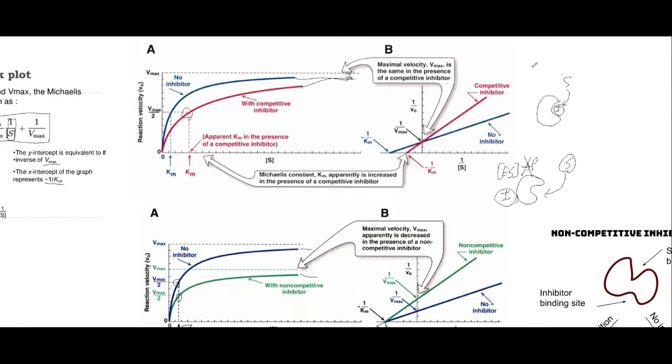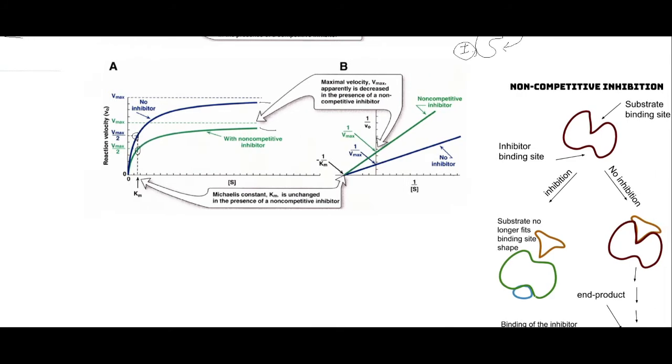whereas in competitive, we had our E plus S goes to ES goes to product. So when we have a competitive inhibitor, we're inhibiting this. So this is comp, and if we have a non-competitive, non-comp, then we are inhibiting this part here.